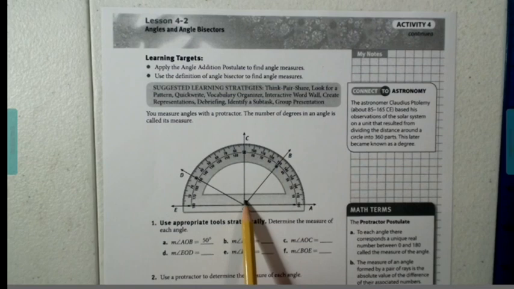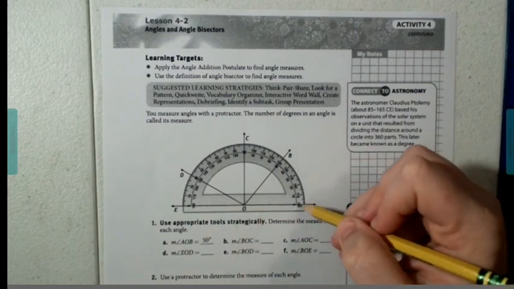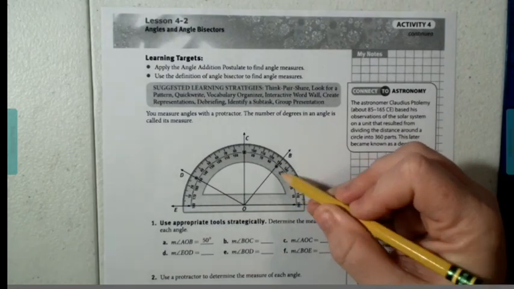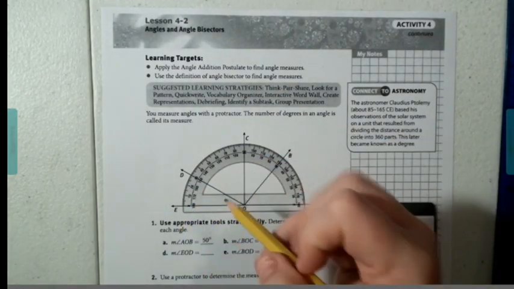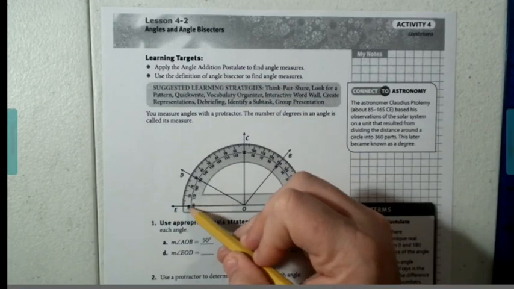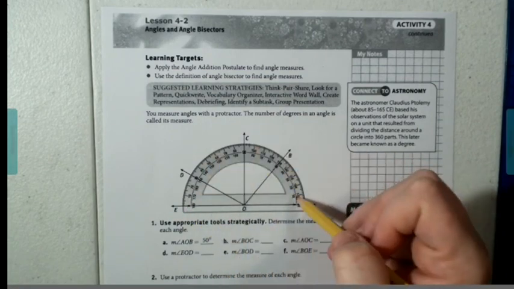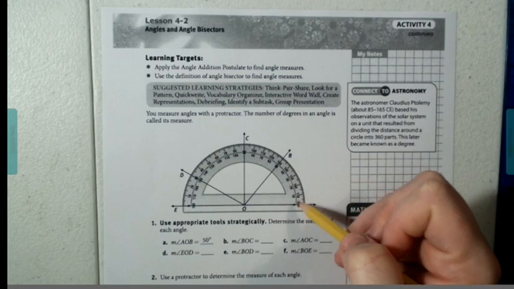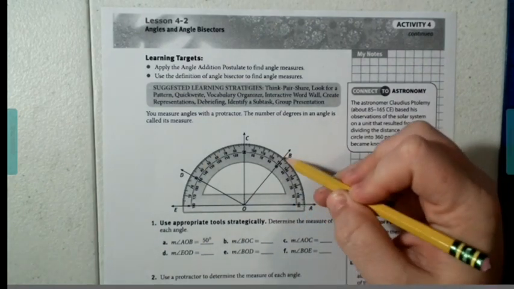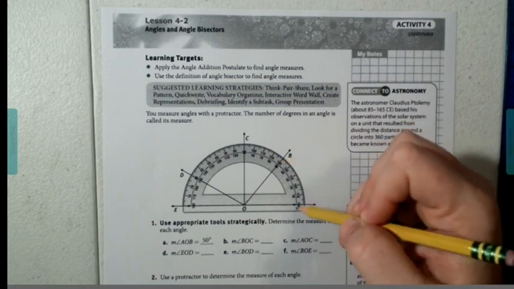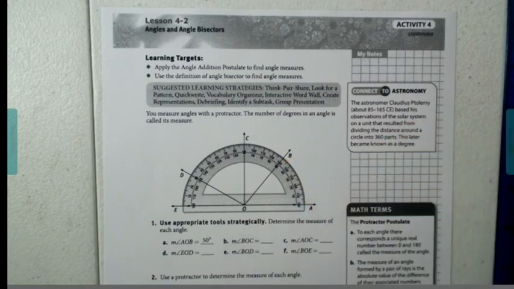Remember that the second letter is always your vertex. And this starts at 0 and goes all the way across to 180. Or you can see that it starts at 0 on this side and goes 180 the other direction. So they're saying the distance from A to B is 50. So we have 50 degrees.